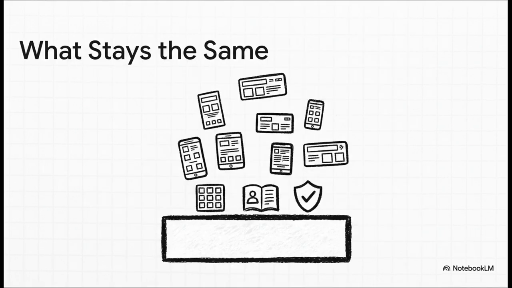Now, it's also super important to know what you can't change. Things like your app's official category, your contact details, and your privacy policy, those are going to stay the same across every single one of your listings.